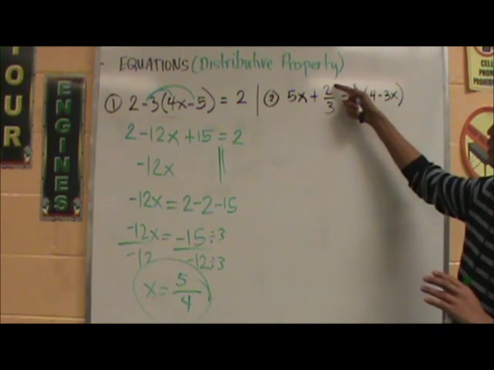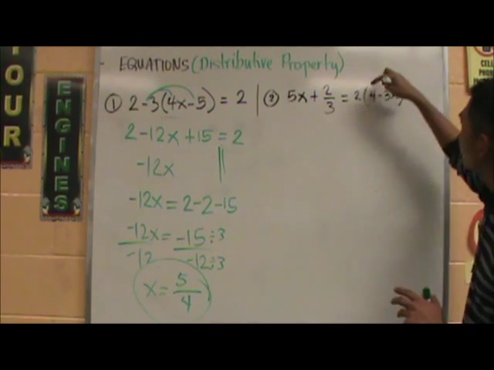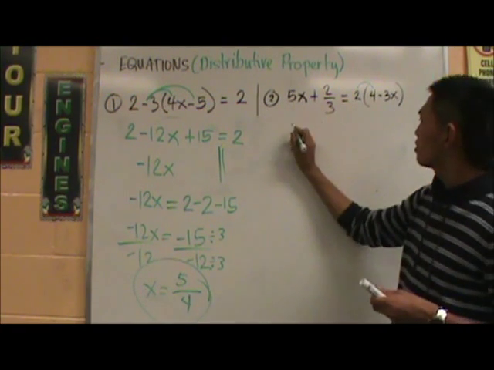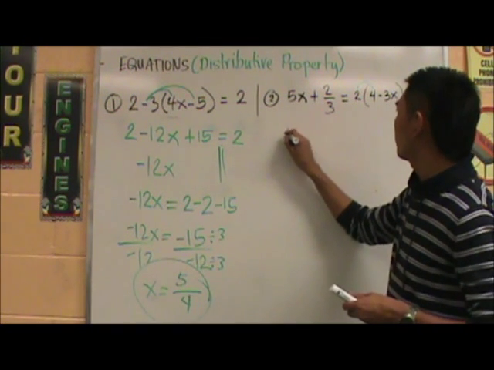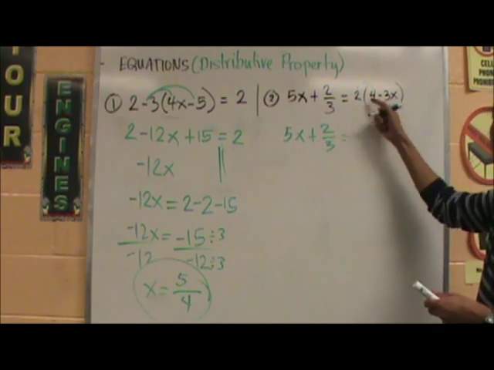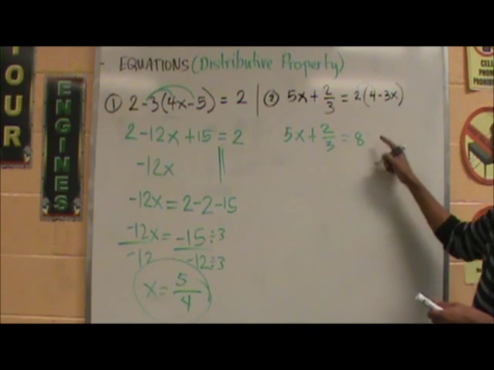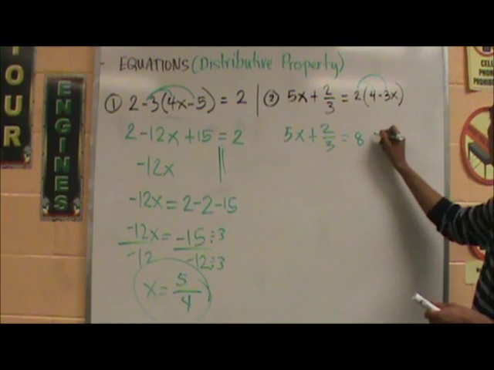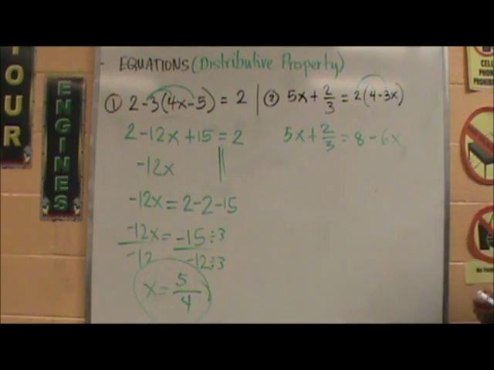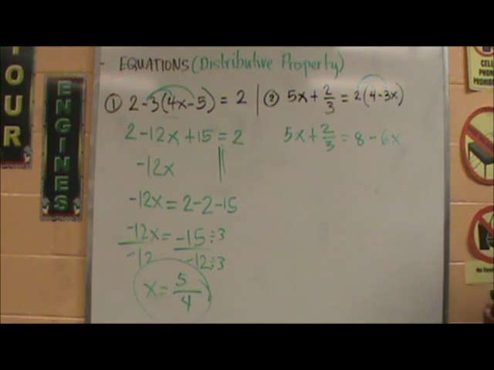Now that we have a fraction here, what I would like to do first is to solve the ones in parentheses first. So let me just copy 5x plus 2 over 3. I'll take care of this later after I distribute 2, and that becomes 8. 2 times 4 is 8, and now I have negative 6x.